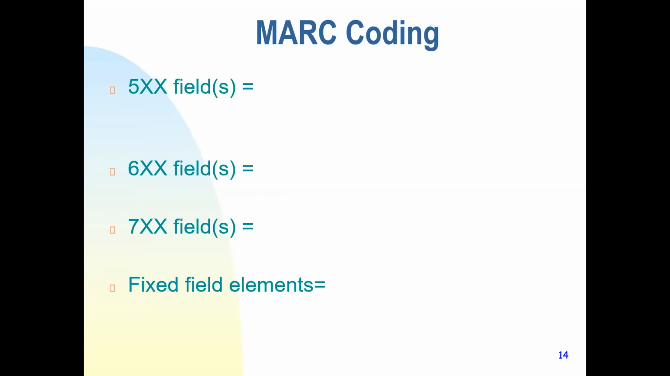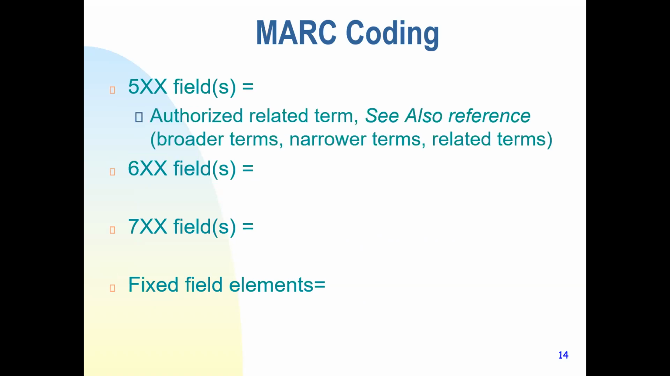The 5XX is where we can find related terms. Might be a broader term, a narrower term, but these are see also references. So they usually have an authority record of their own, where in that case, that term would be in the 1XX. But these are the terms where you would get a see also reference to the term in the 1XX of the authority record.